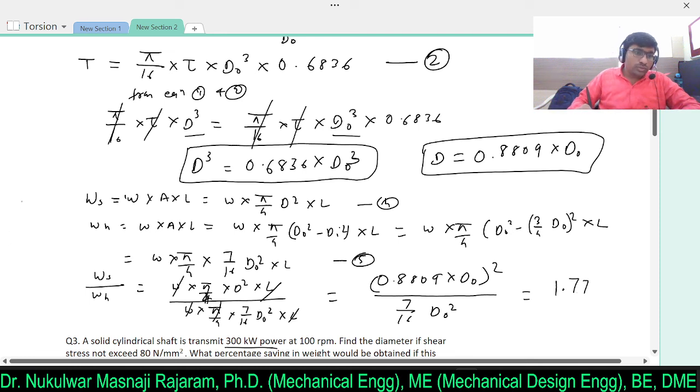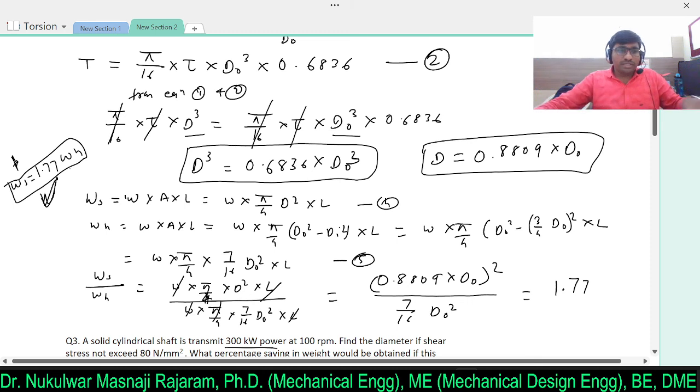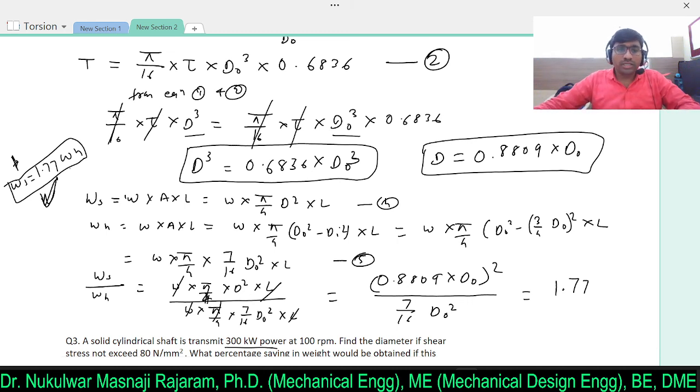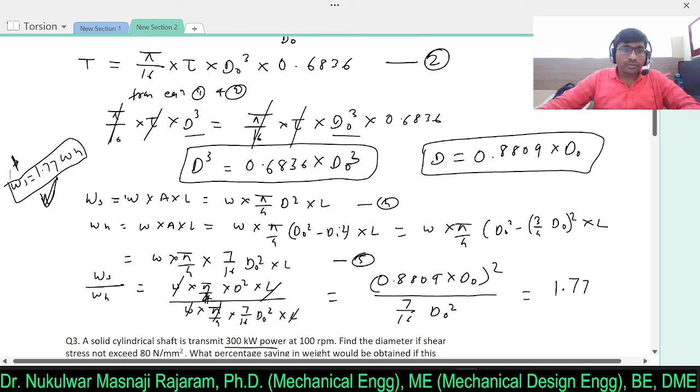So if you observe, the weight of the solid shaft is 1.77 times that of the hollow shaft. From this equation also I can say that the weight of the solid shaft is on the larger side compared to the hollow shaft. So to transmit the torque we prefer the hollow shaft. Why? Because the weight of the hollow shaft will be less to transmit the same amount of torque.